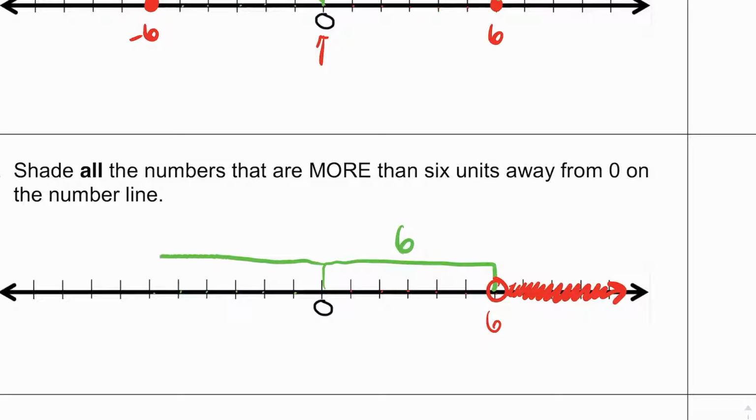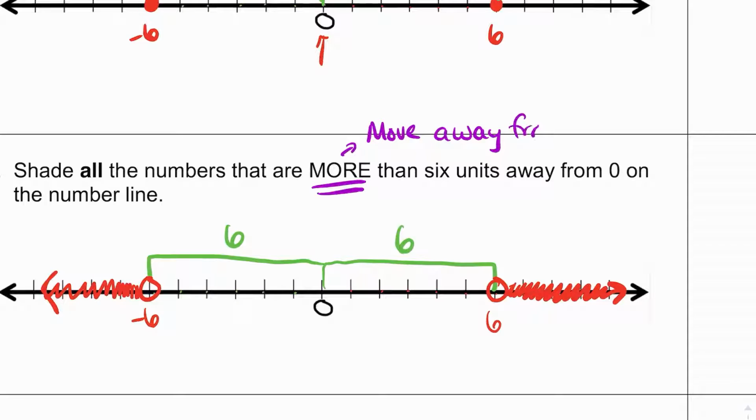If I go 6 this way, that would end me at the number -6, but -6 isn't more than 6 away, it's exactly 6. So if I want more distance, I'd have to go further this way. So that brings up a really main idea. When we want more distance than something, like if I want the distance to be more than 6, I have to move away from something if I want to increase the distance. So if I see the words more distance, I need to move away from something. In this case, it was 0.